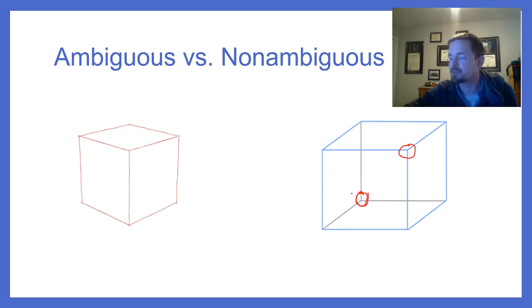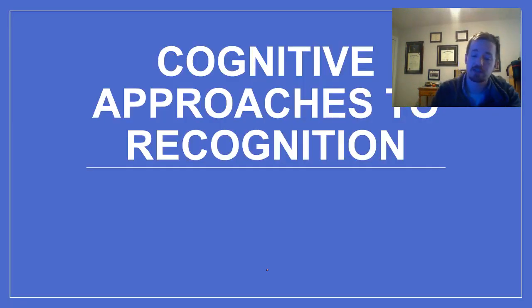You can just as easily imagine this as being the corner that's facing towards you, and this being the one that's facing away from you. Alright, so that's middle vision. Let's jump into some of the cognitive theories about recognition.